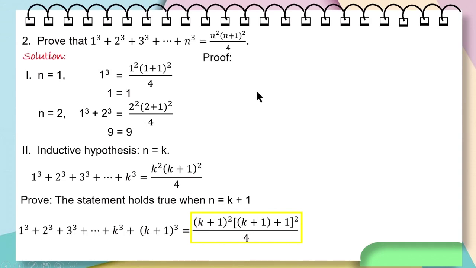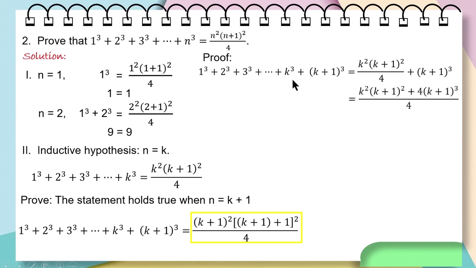Remember, our proof starts with inductive hypothesis. Then we just add k plus 1 to both sides. But take note that if k has an exponent, we must also raise k plus 1 by that exponent. Next, find the LCD, which is 4. Then simplify. 4 divided by 4 is 1, times the numerator, k squared times the quantity k plus 1 squared is also k squared times the quantity k plus 1 squared, plus 4 divided by 1 is 4, times k plus 1 cube is 4 times k plus 1 raised to 3.